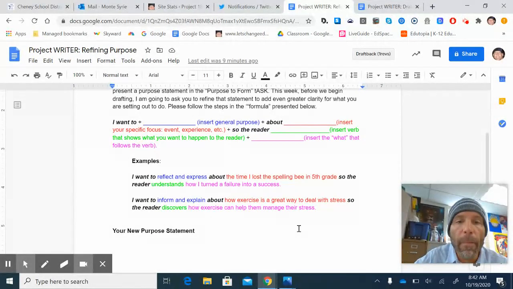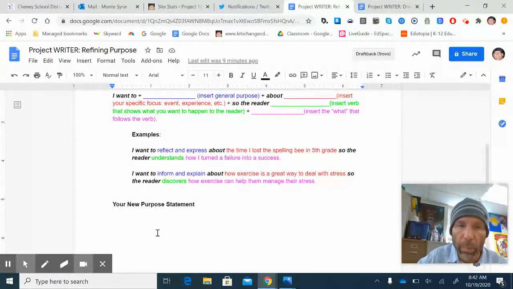All right. So I want you to follow this formula up here and I want you to come up with a new purpose statement. Okay. You don't have to use the colors, but you do have to have the parts that are in there with the colors. There are 4 different colors with 4 different parts. These words in bold you have to use. I expect to see, I want to, about, and so the reader.